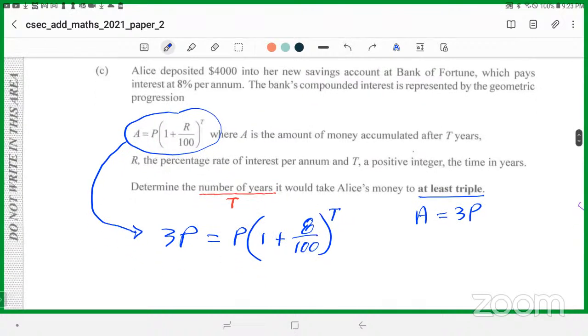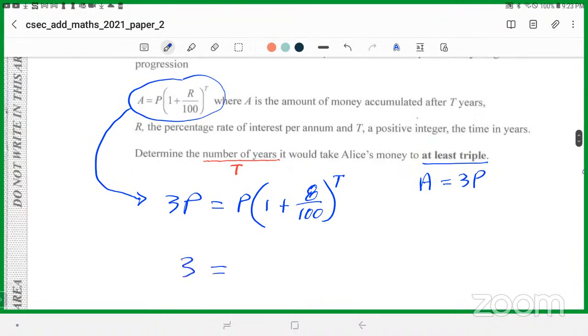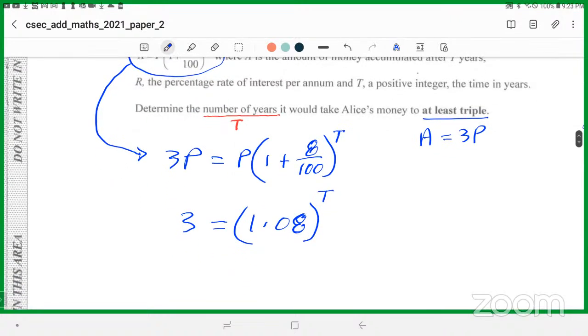So it becomes an indices question. Right off the bat, the P cancels the P right here. So it becomes 3 equals, and this inside here becomes 1.08, to the power t. Understand that? Yes, sir. Right, the P's cancel out on both sides. So this side becomes just 3 when you divide out the P, and this inside here becomes 1.08 to the power t.